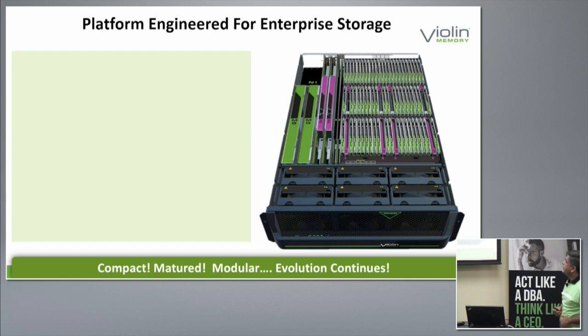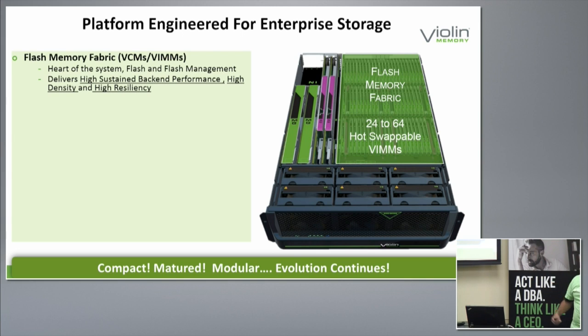So now let's take a look component by component. This is the customer view. And this is important because that will help you correlate as we go through the deeper discussion into the architectural weeds. So this is the 3U box, which is seated over there also. Take a look. This is the flash fabric architecture. This section is very key to our technology. This is where all the flash management resides. And when we go through the architecture, we'd like to explain how it delivers high sustained backend performance, high density and high resiliency.